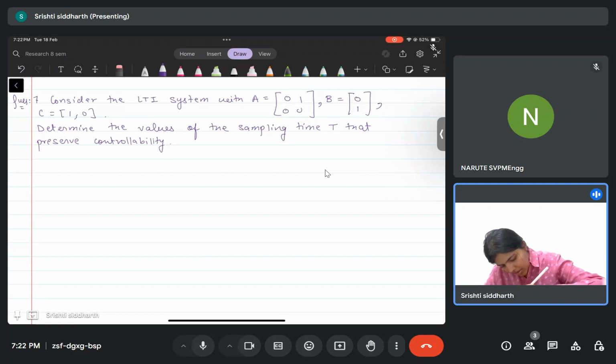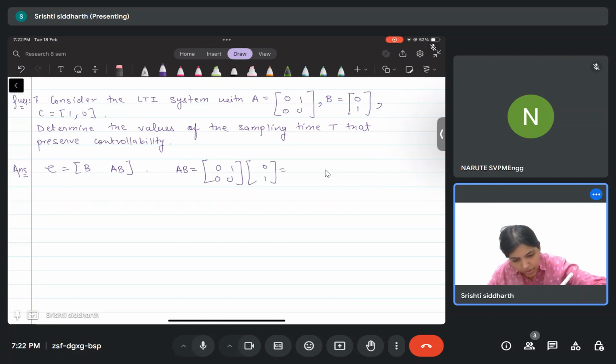Let's see whether the system itself is controllable or not. So we have the controllability matrix C as B and AB, which is [0, 1; 1, 0]. And this implies the determinant of C is non-zero, which implies that the pair (A, B) is controllable.